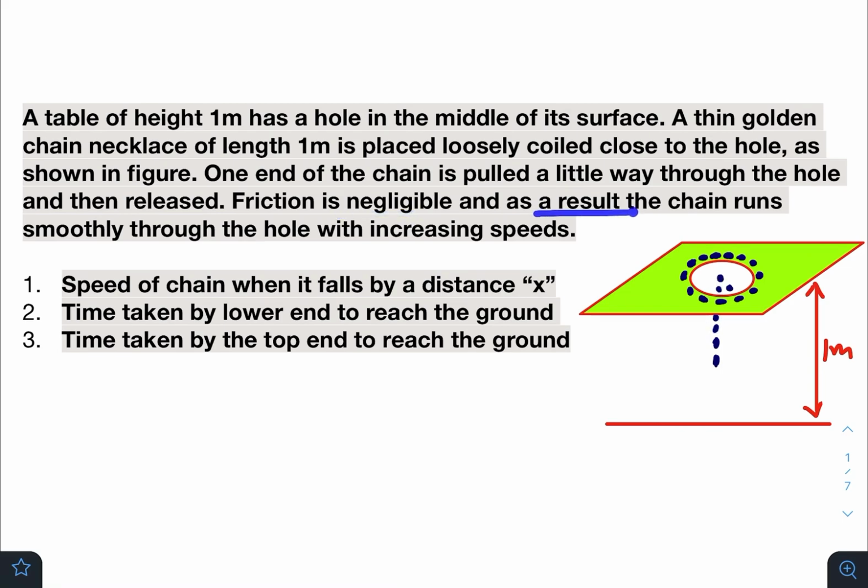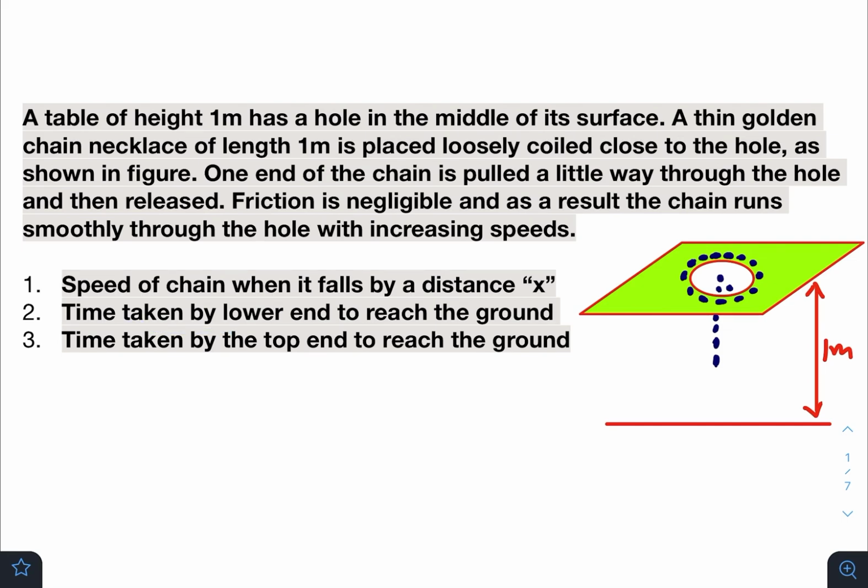Friction is negligible and as a result the chain runs smoothly through the hole with increasing speed. So as the chain falls downward, its speed keeps on increasing and eventually it will hit the ground. Now we need to find out three things here. Speed of the chain when it falls by a distance x, so this one would be x.